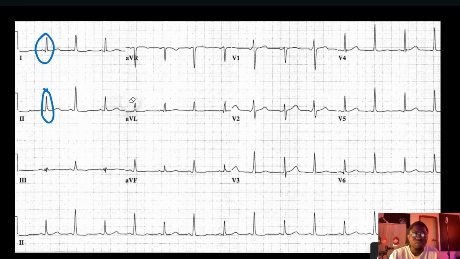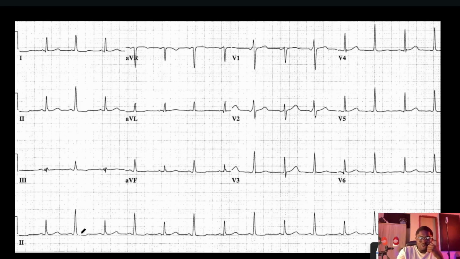A summary once again: sinus, regular, 85 beats per minute, normal cardiac axis. And then the duration of the P wave is about two small boxes, which is normal. The duration of the PR interval is going to be about 3 boxes. Good. That's normal.